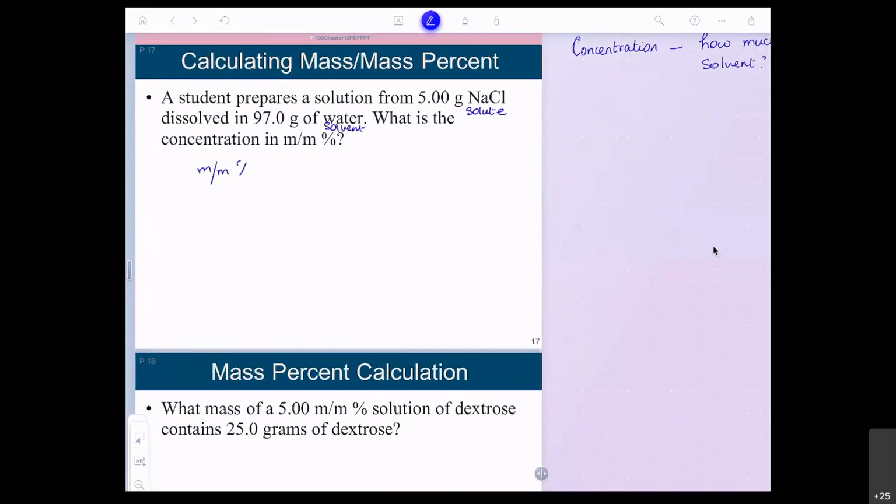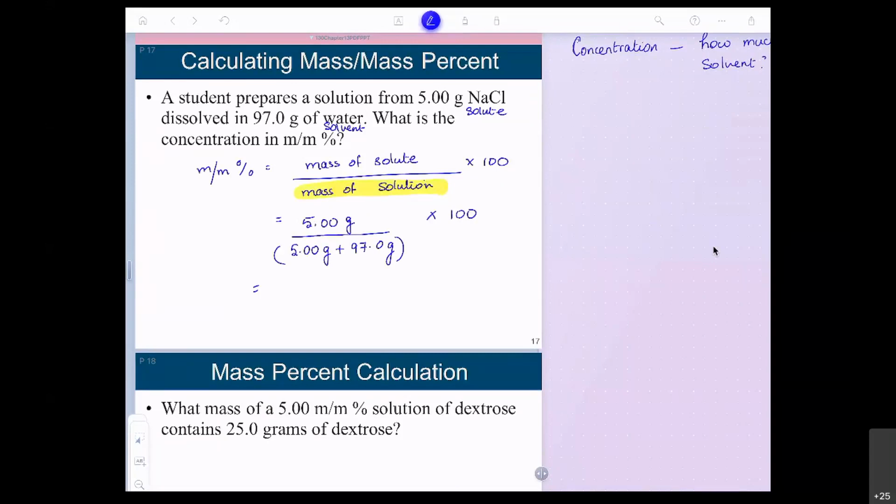Mass percent is going to be mass of solute, in grams, divided by mass of solution. So the mass of solution is going to be solute plus solvent. I keep stressing this because a lot of times students will think it's the mass of solvent. It's not, it's the mass of solution. So this is going to be times 100 because we want the percent. The mass of solute is 5 grams, divided by the mass of solution, which is solute plus solvent, times 100. So go ahead and get me the percentage for this.